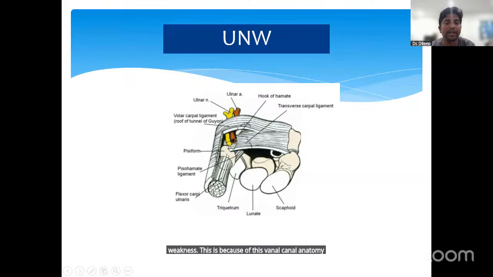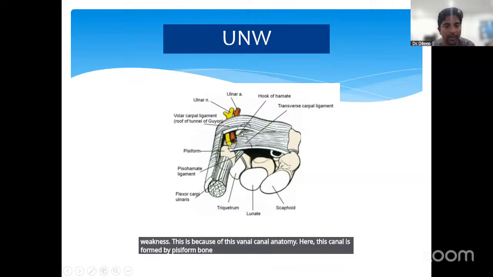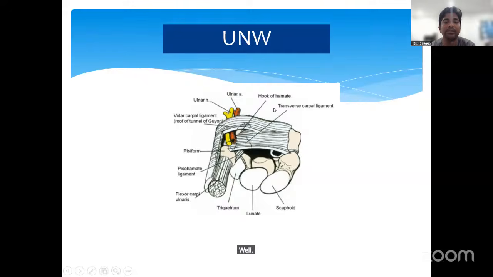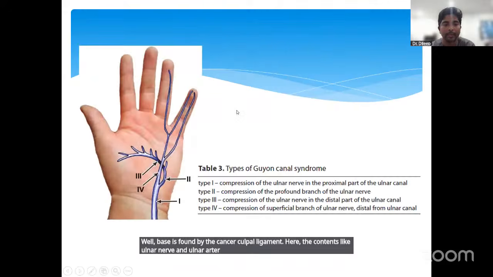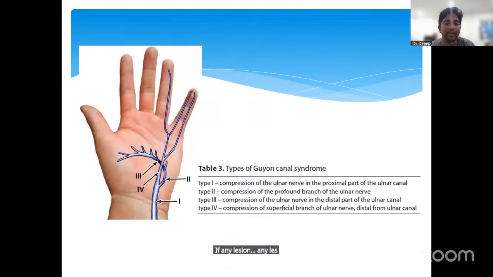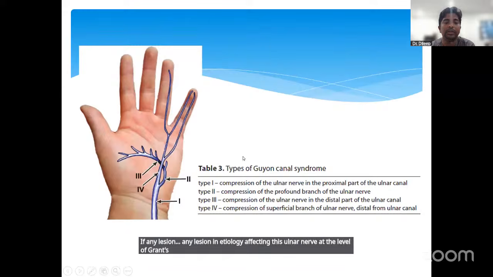Here, this Guyon's canal is formed by the pisiform bone and the hook of the hamate on the lateral side. Medially it is the pisiform bone. The roof is formed by the volar carpal ligament. The base is formed by the transverse carpal ligament. The contents are the ulnar nerve and ulnar artery. If any lesion or any etiology affects the ulnar nerve at the level of Guyon's canal, it will compress it and cause ulnar neuropathy.